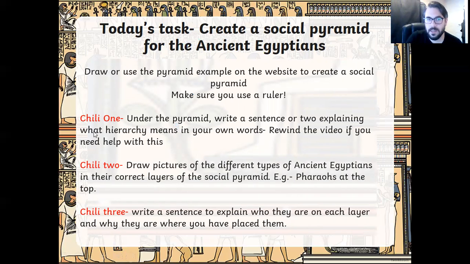Okay, so you've got Chili 1, Chili 2, and Chili 3. Get creative with this. I want to see some fantastic drawings. We love creativity in IPC.